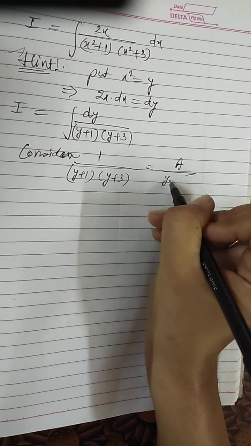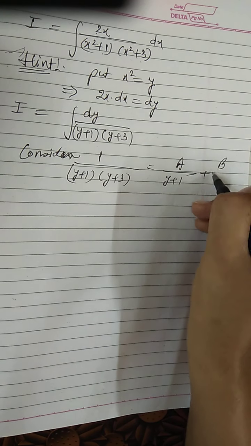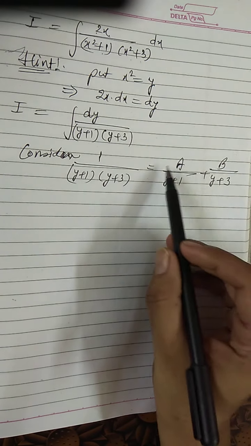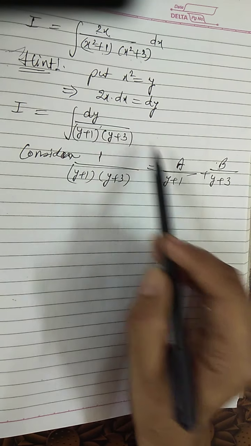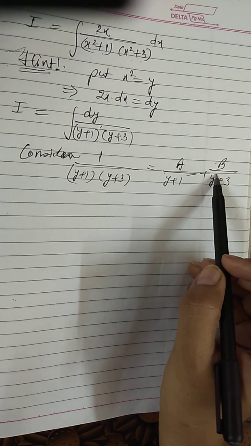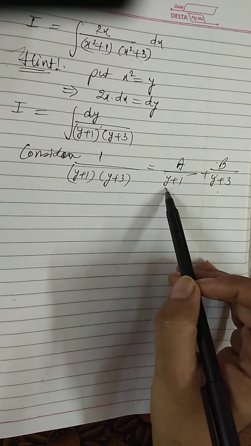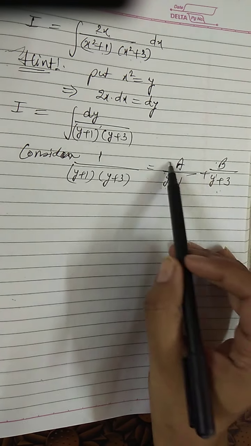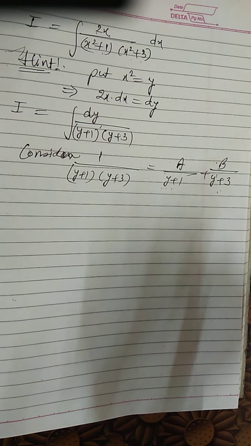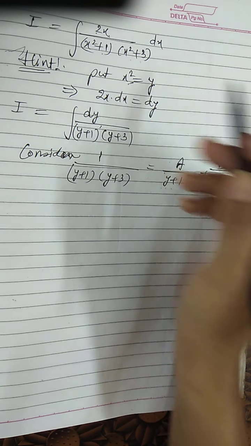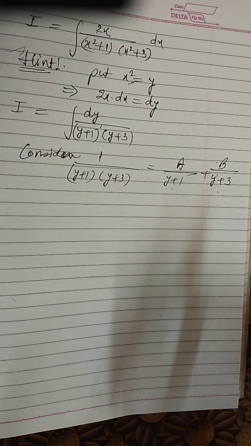1 upon (y plus 1)(y plus 3) will be written as a upon y plus 1 plus b upon y plus 3. So once you solve it, getting the values of a and b, the integral will get changed into a sum of partial fractions. Integrate, definitely log of y plus 1 and log of y plus 3 will come. Constants, if they have plus sign or minus sign, accordingly plus or minus sign will come. And once the integration is done, we will substitute back what is y, it is x square. So the answer will be in terms of x only.